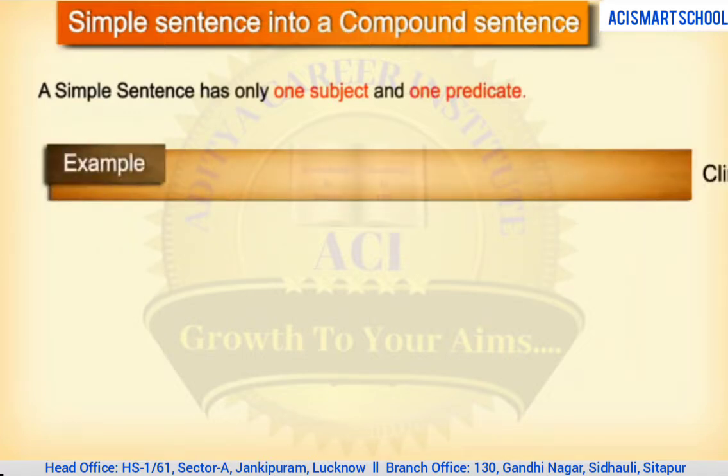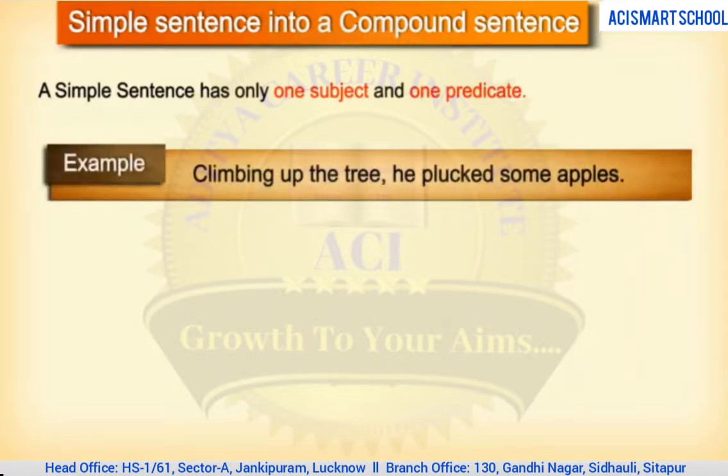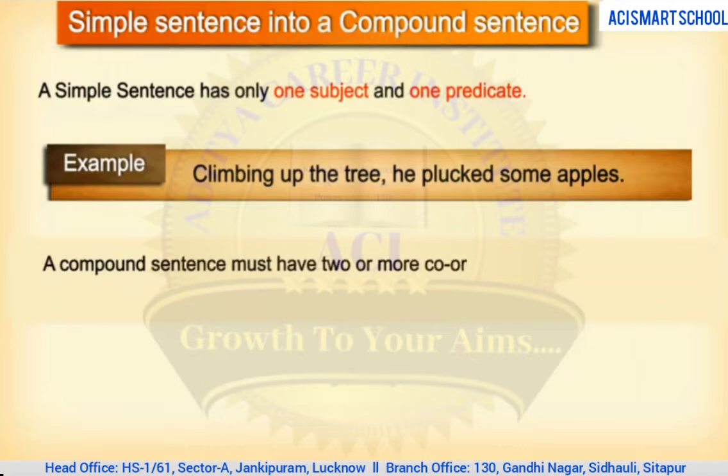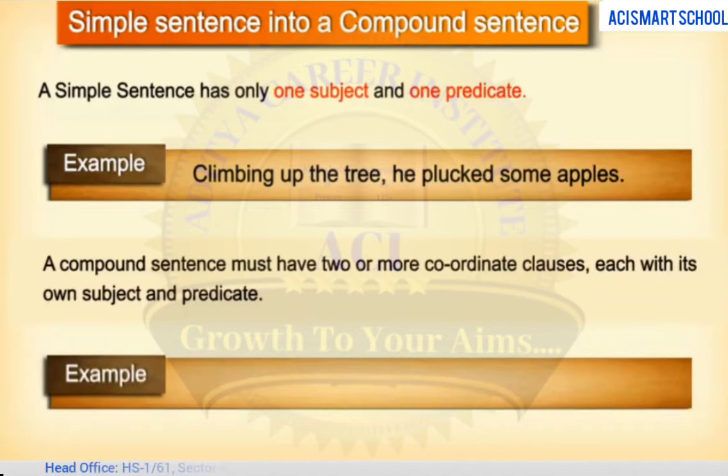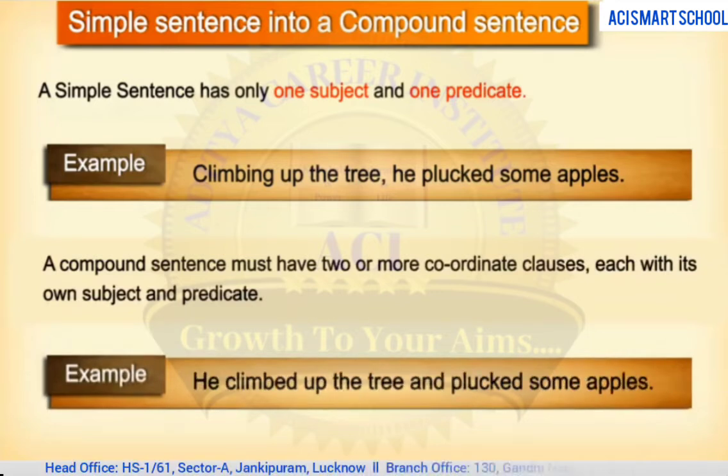For example, climbing up the tree, he plucked some apples. A compound sentence must have two or more coordinate clauses, each with its own subject and predicate. For example, he climbed up the tree and plucked some apples.